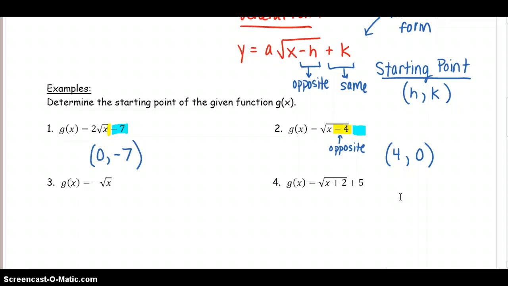Okay, let's skip number 3. You can go ahead and try that one on your own. It's not a trick question or anything. I think you can handle it. But number 4, let's take a look at that. All right, again, the number that's on the inside, but don't forget, it's the opposite of it, comma, the number that's on the outside. So here, it's the opposite of 2, which is negative 2, comma, 5.